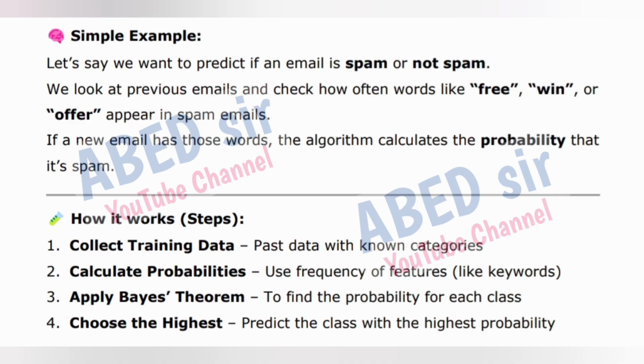How it works? Steps. 1. Collect training data, past data with known categories. 2. Calculate probabilities, use frequency of features like keywords. 3. Apply Bayes' theorem to find the probability for each class. 4. Choose the highest, predict the class with the highest probability.